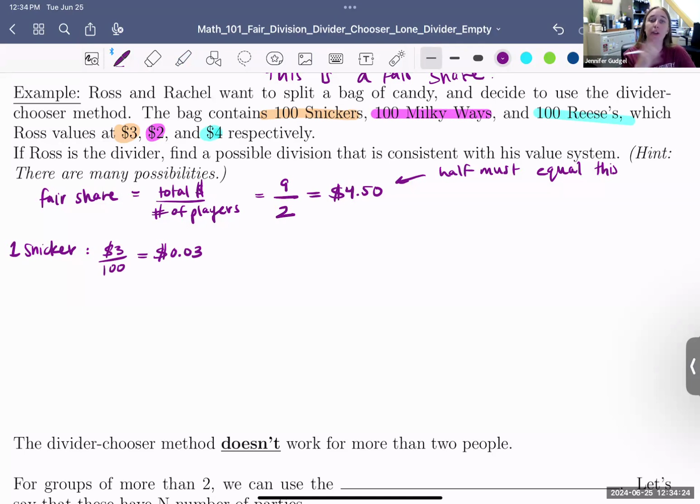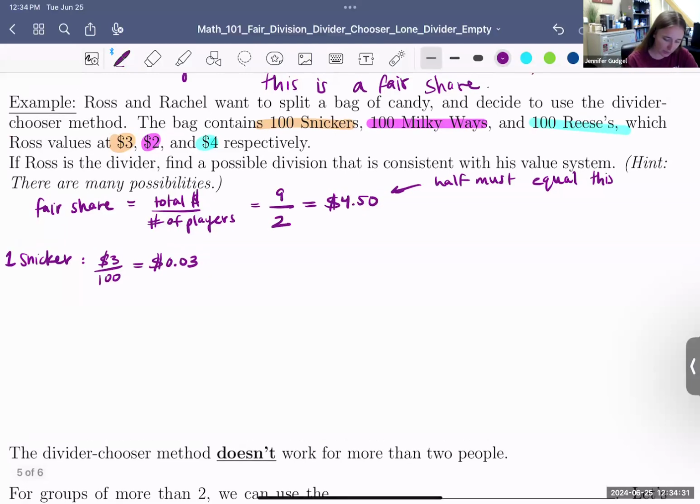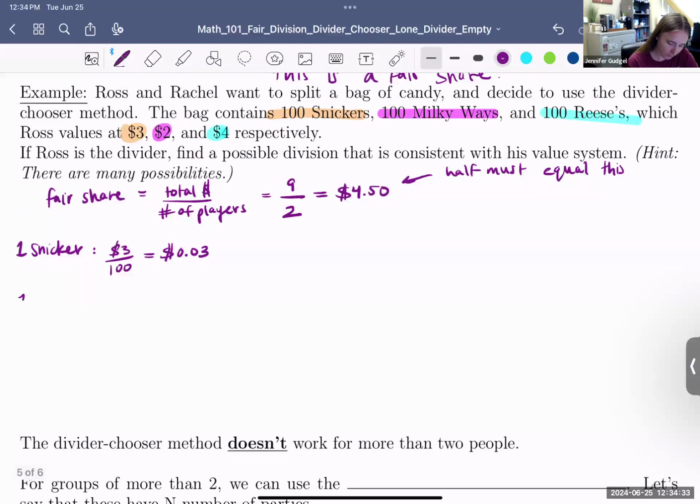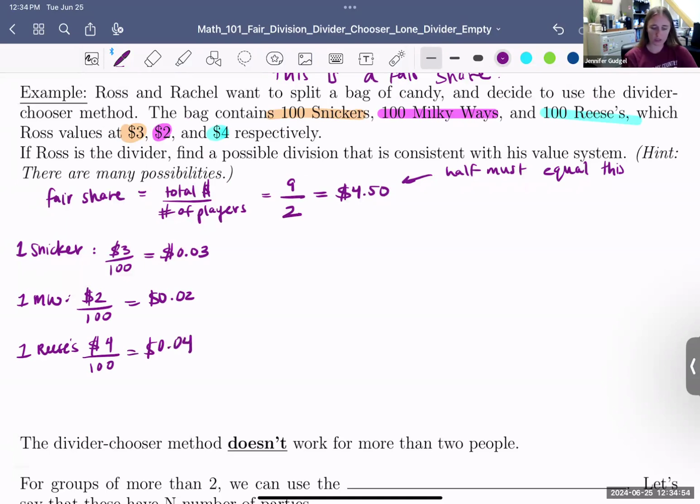But what if we had $3 for 50 Snickers? It's not going to be that case anymore. So just be a little careful on that. Don't get too used to this pattern that we're seeing in these examples. All right, one Milky Way is $2 for the 100 Milky Ways. That's 2 cents a piece. And for one Reese's, I don't know how you pronounce it, $4 for the 100, that's 4 cents for each one. So see that I wrote, hint, there are many possibilities.